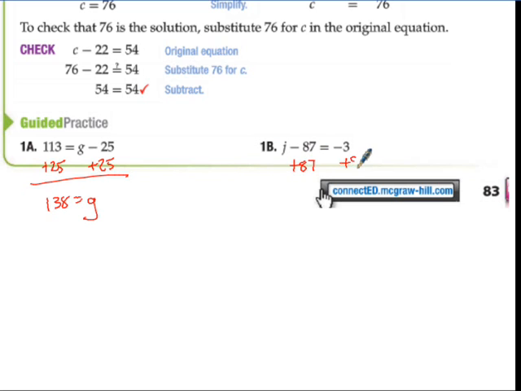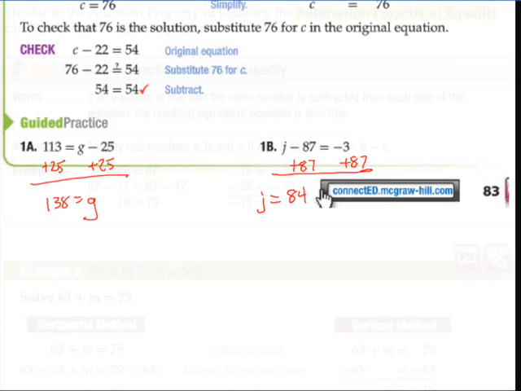I'm going to add 87 to both sides. We want to get the variable by itself. That leaves me with j equals 84. All right, real simple stuff that you guys have done before.